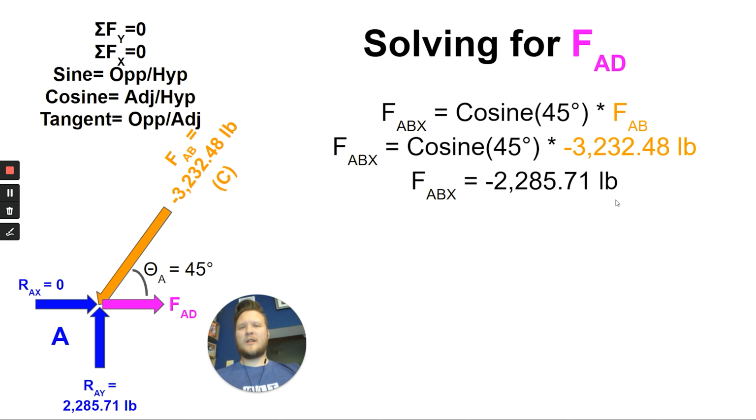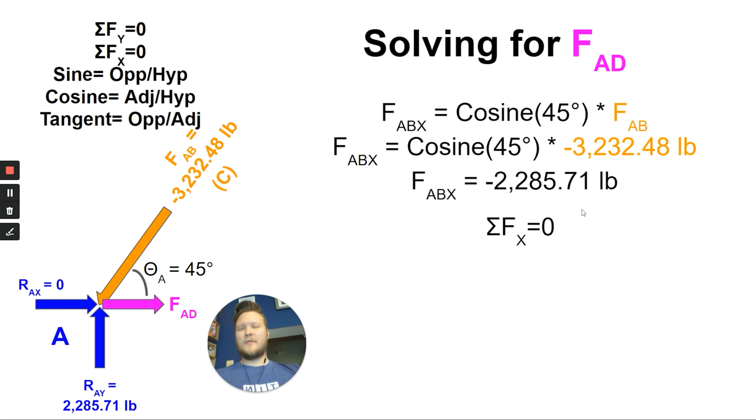So when you plug that into your calculator, FABx equals negative 2,285.71 pounds. Now, Mr. Bolin, why is that negative? That's letting us know that FABx has to go to the left in the negative x direction, which makes sense since our arrowhead is down and to the left for our sense.